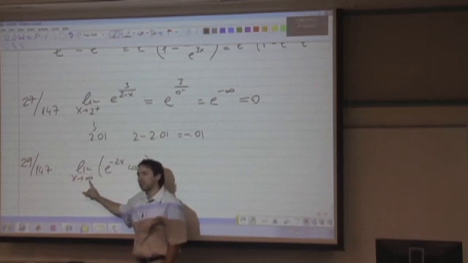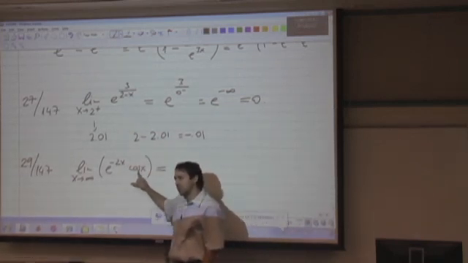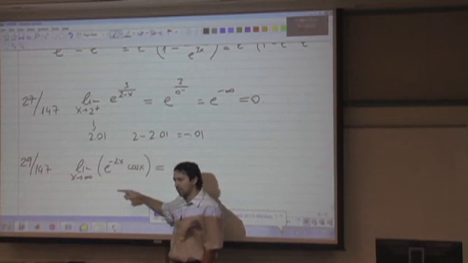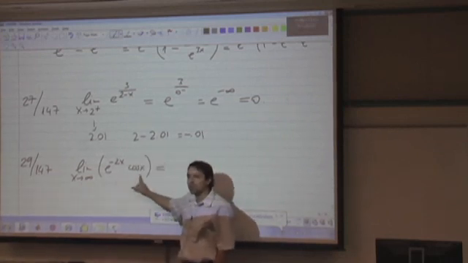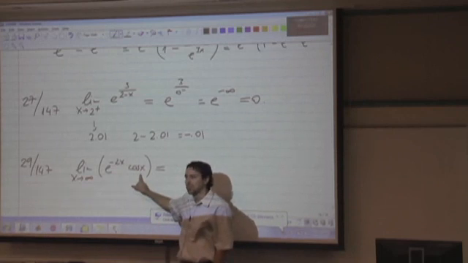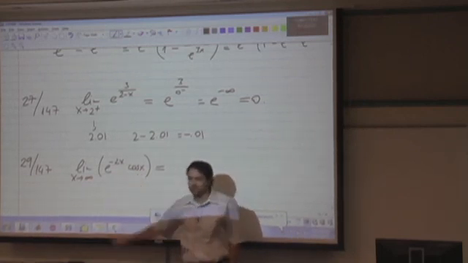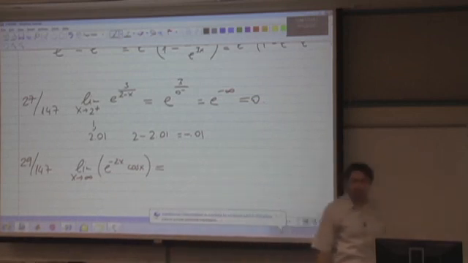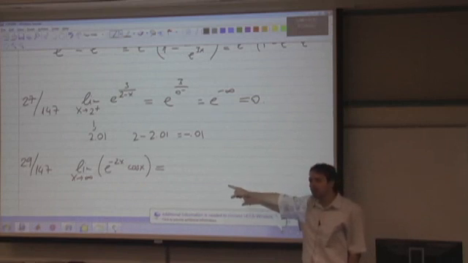X goes to infinity. I have a cosine. Cosine of infinity doesn't exist, right? Because it keeps oscillating. How do we handle limits at infinity of trigonometric functions? Squeeze theorem. That's what should jump at you the second you see a limit at infinity and a trigonometric function.